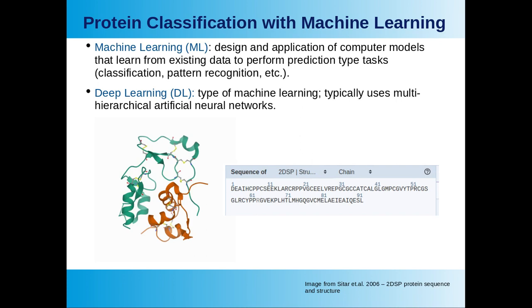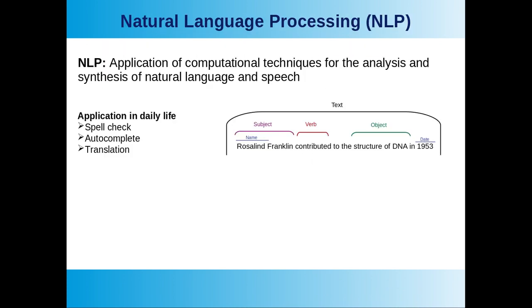The primary protein sequence, which is the sequence of amino acids that make up the protein, resembles text. And therefore, the first machine learning algorithms used natural language processing for protein classification. Natural language processing is the application of computational techniques for the analysis and synthesis of natural language and speech.